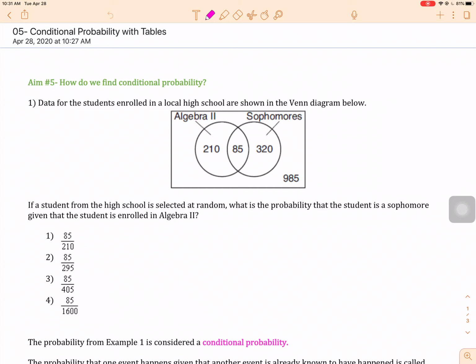Hello everyone. We're going to look at lesson 5, conditional probability. So conditional probability is when, under a certain condition, something is happening and you want to find that probability.